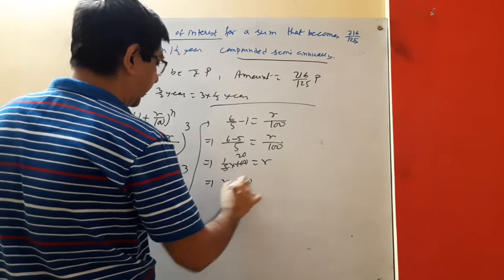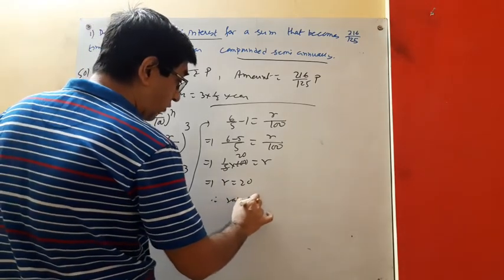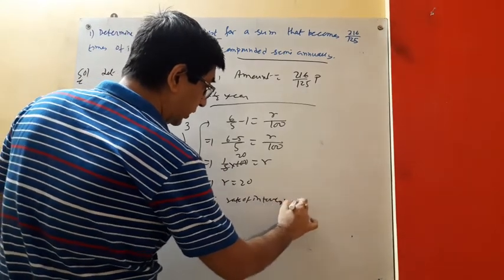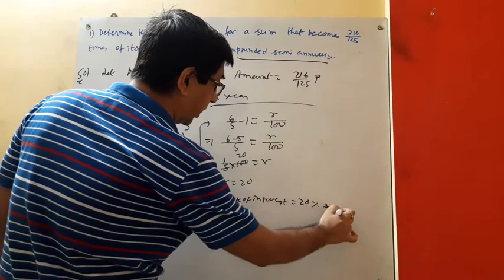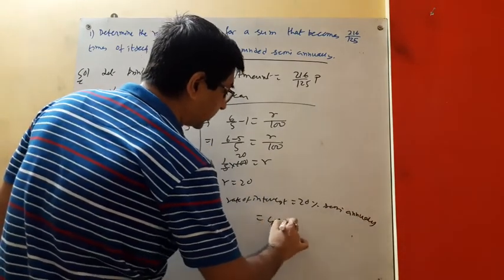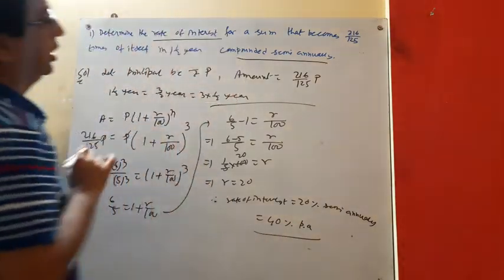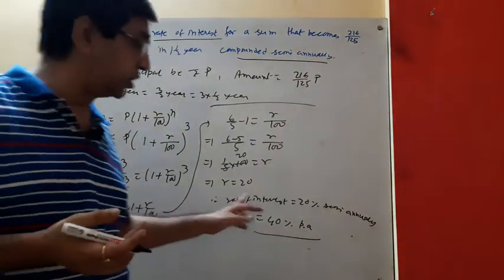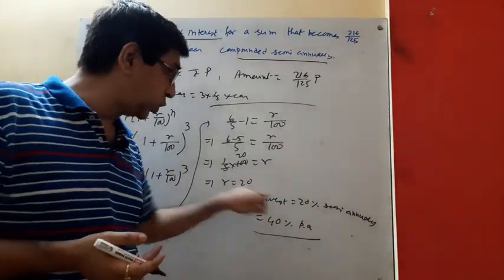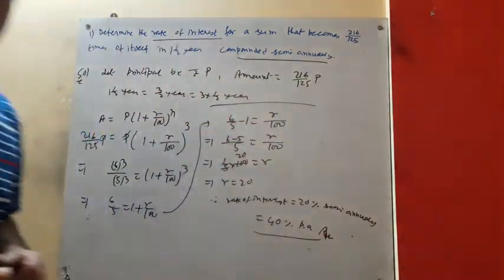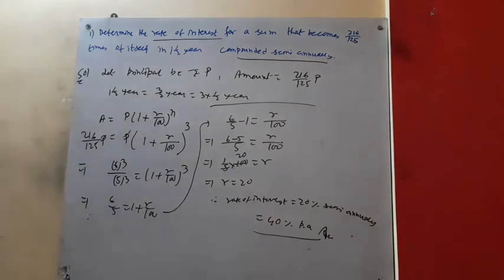R equal to 20. So rate of interest is 20% semi-annually. That is 40% per annum. This is the answer. Whenever in the question it is asked the rate of interest, that means by default it is per annum. So the rate of interest is 20% semi-annually, but 40% per annum. This is the answer. Okay. So here we have calculated the rate of interest. Okay.